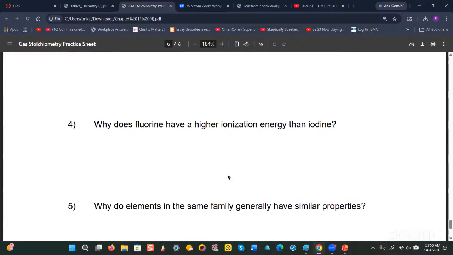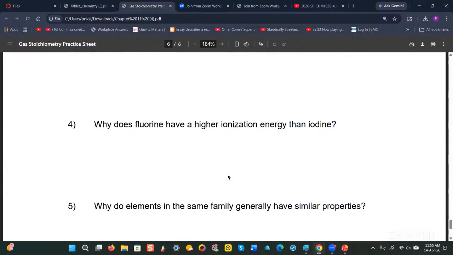Okay. And then we get to number 5, which says, why do elements in the same family generally have the same properties or similar properties? And when I say same family, they mean the same group. Why do elements belonging to the same group have similar properties? What do you think they have in common? So let's take group 2. What do they have in common in terms of their atomic structure? They all have 2 valence electrons, exactly.